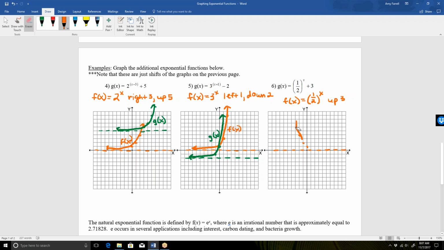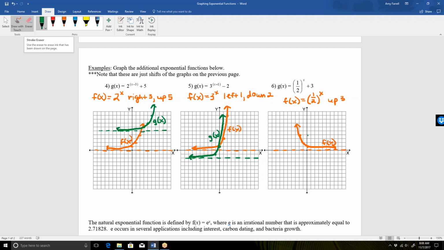Whoa, I'm going to try that again. That does not look good. Hey, that's a little bit better. So here's my graph of f of x. Now I'm going to take every point and move it up 3. I'm also going to move the asymptote up 3. So 1, 2, 3. Wow. Sorry, guys, I'm having a hard time here.